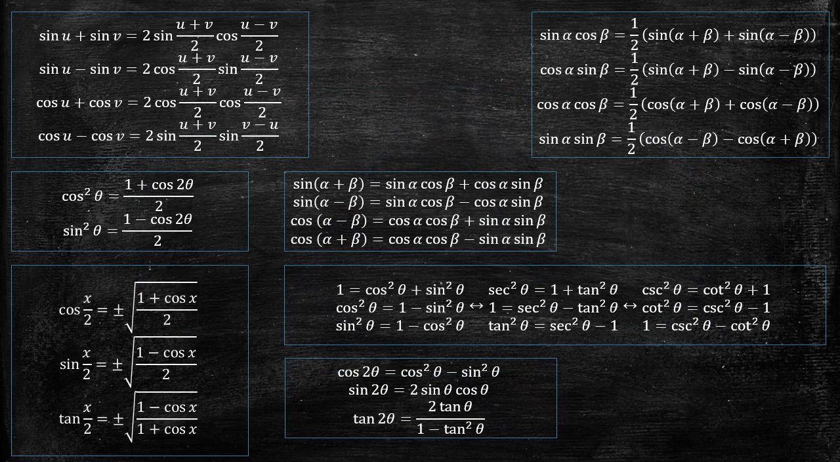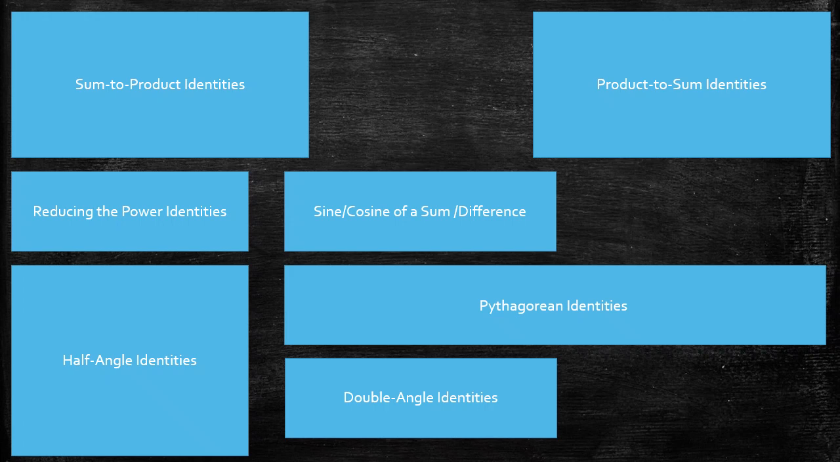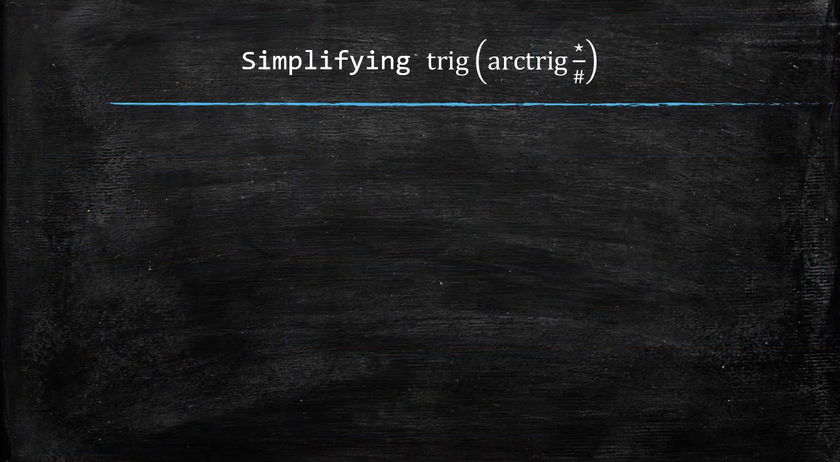The second chart summarizes all other identities that one needs to know after taking a trigonometry course. The identities are grouped according to their type, and each group has a name. Now, I wish I could end the review here, but we have one more task to discuss. Next, we will review a procedure for simplifying trigonometric expressions of a certain type that frequently appear in calculus.